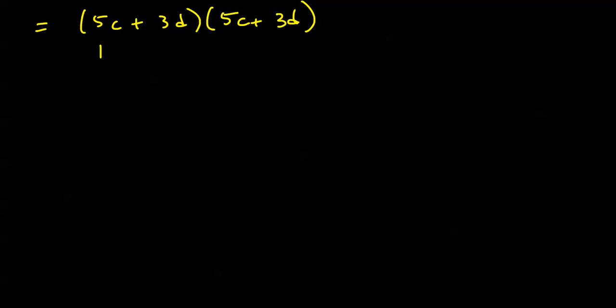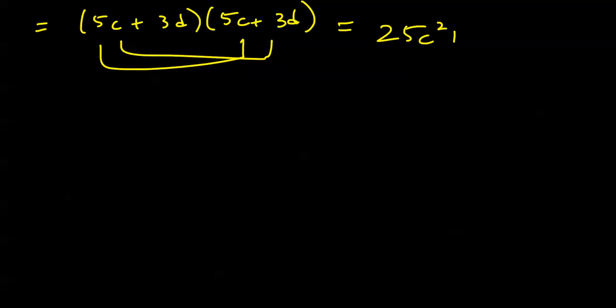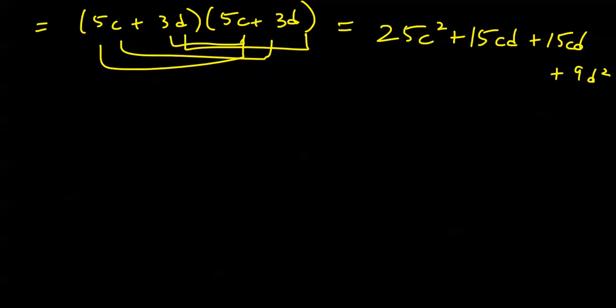When I multiply binomials, I work out my FOIL method. I'll get 25c squared as the first product. The outer product is 15cd. Notice, 5 times 3 is 15, and d times c is the same as c times d, so I'll have 15cd as my inner product too. Let me add my last product: 3d times 3d is 9d squared.